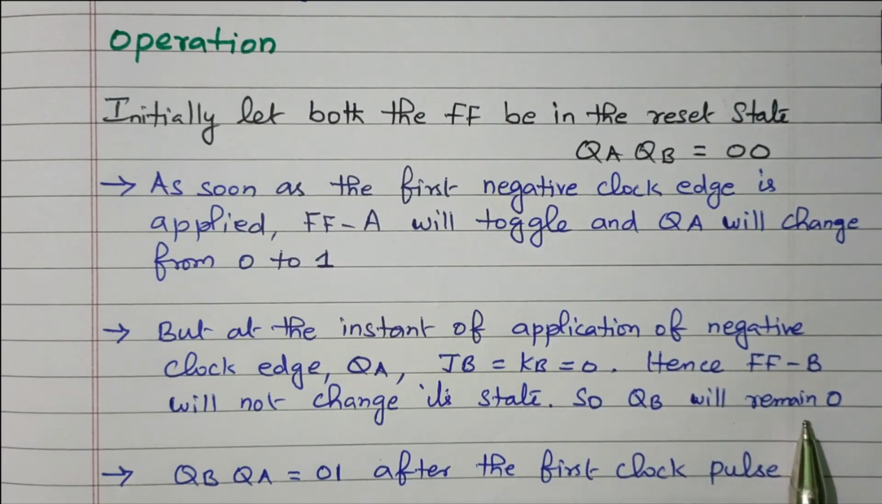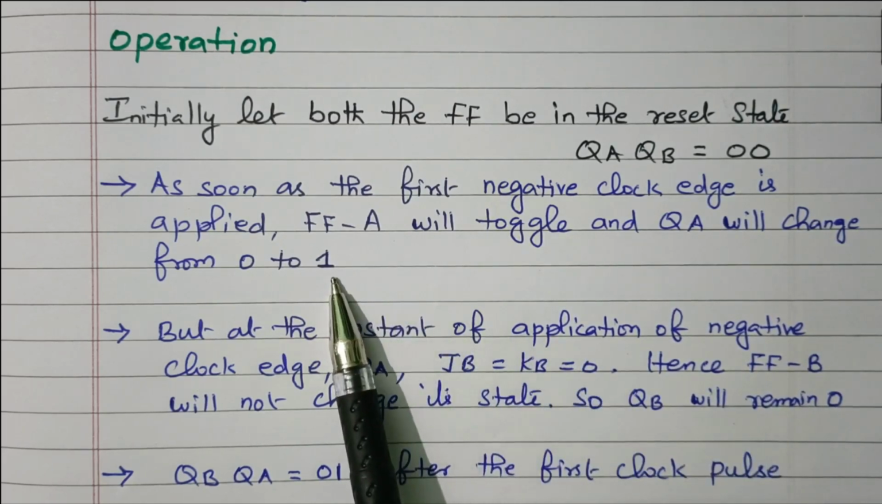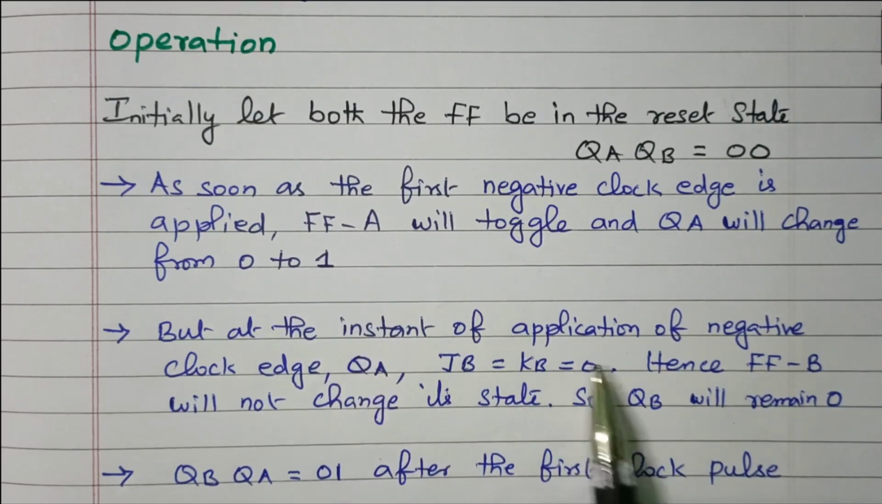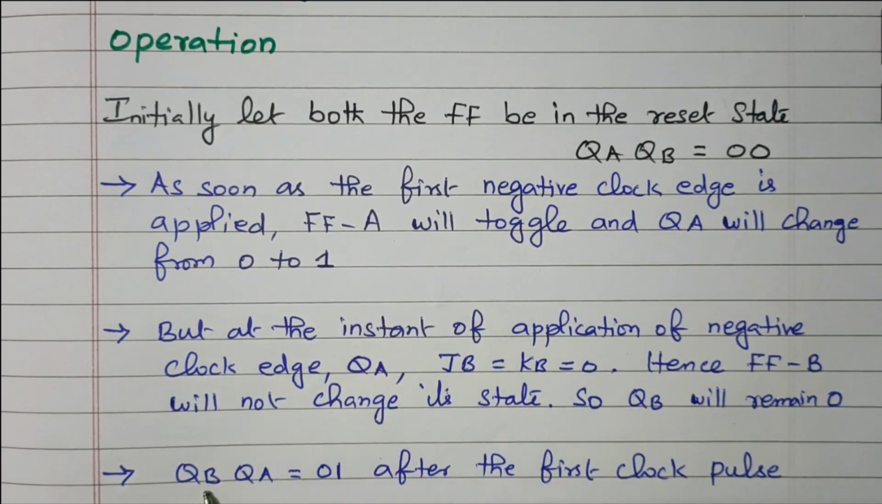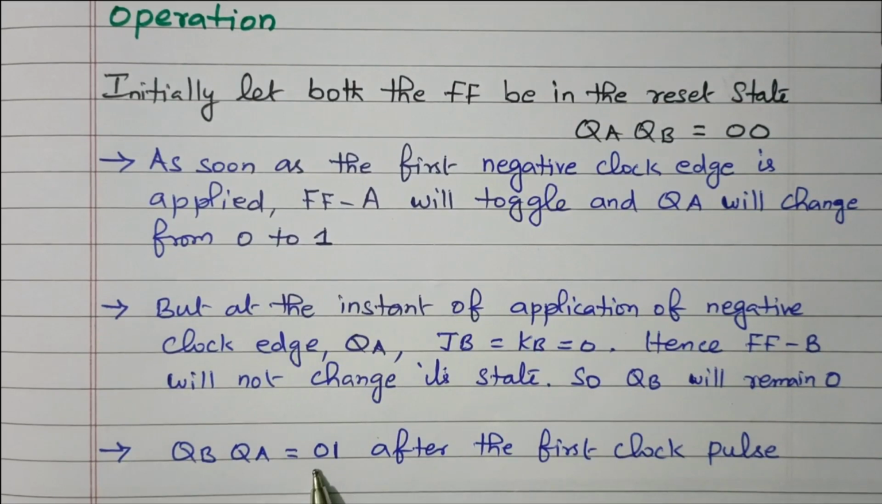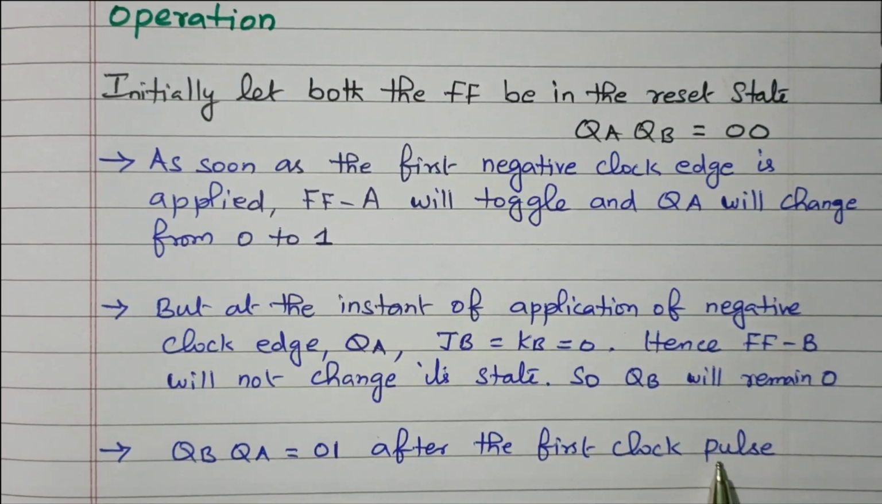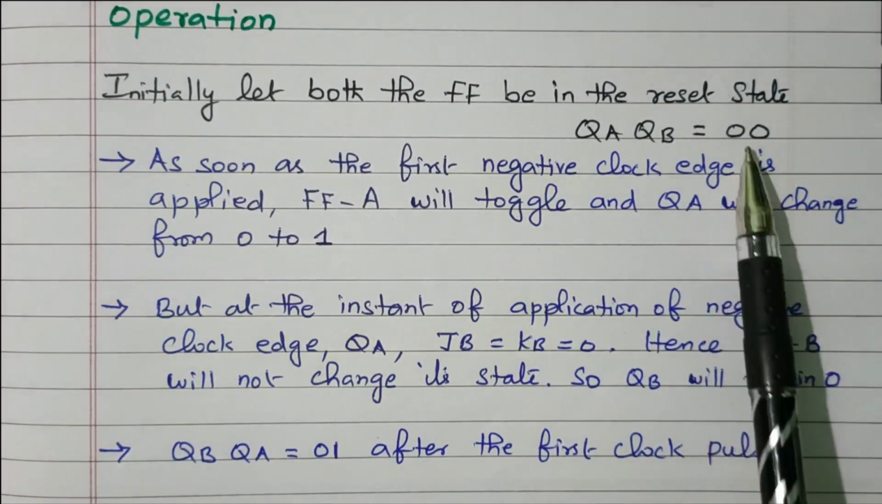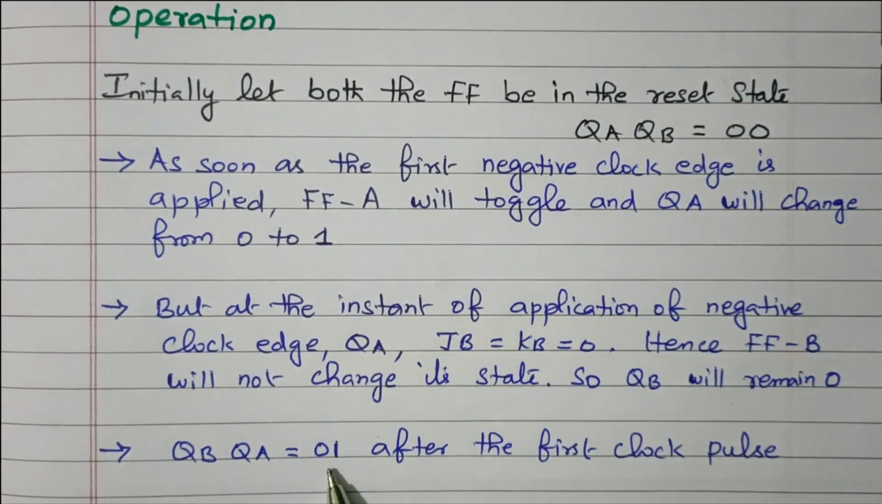Right? When 0 is applied, it becomes 1. But here 1 is applied. Because of the inversion, it becomes 0. So QB QA is 0, 1 after the first clock pulse. Initially 0 0, now changed to 0 1.